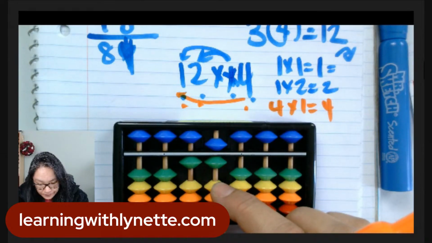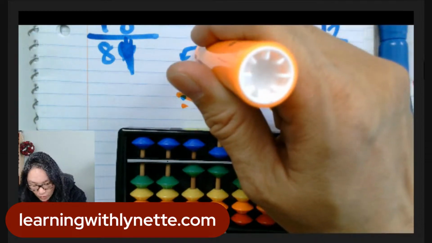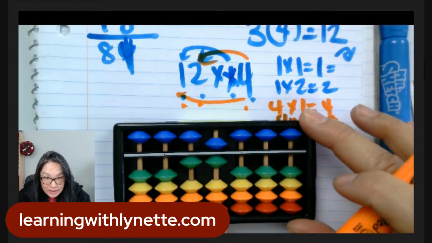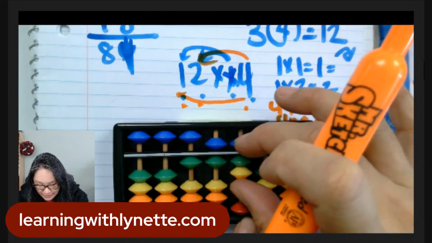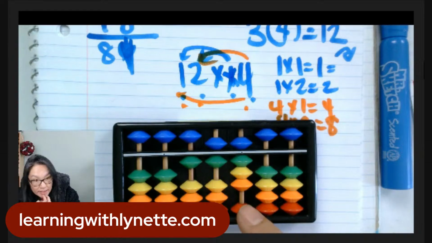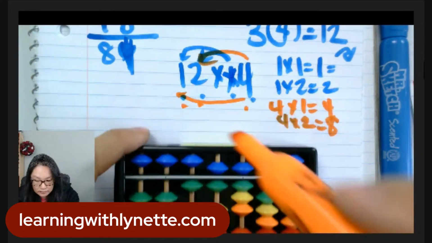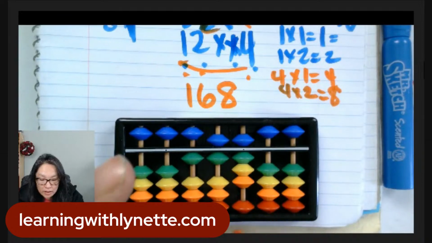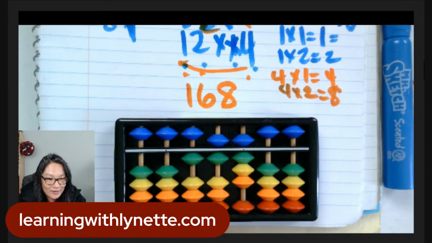And then what do I do? 4 times 2 is equal to 8. 8 is a single digit. I go back one column and I add the 8. So my final answer is 168.